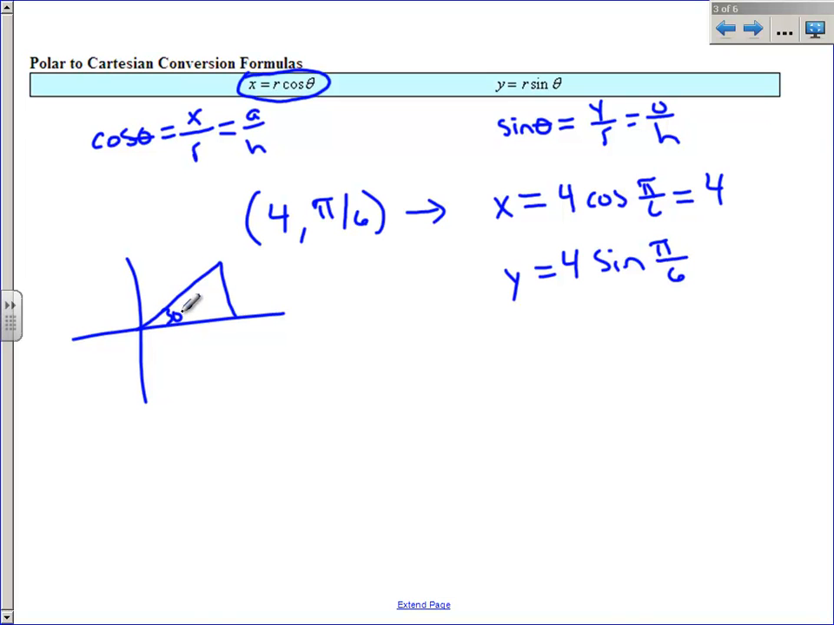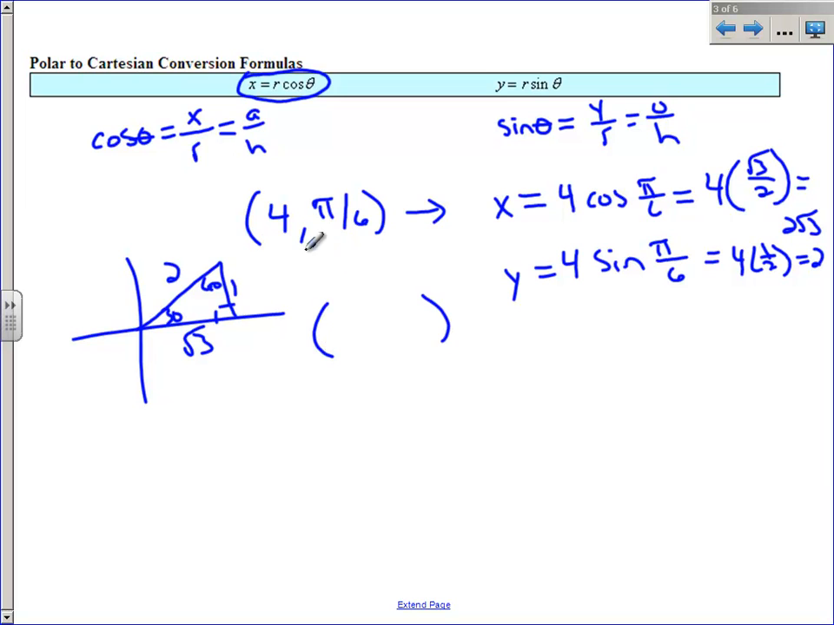Think of pi over 6 as a 30-degree angle, with 60-degree and 90-degree angles. You label your triangle: put a 1 across from the 30, a square root of 3 across from the 60, and a 2 on the hypotenuse. And you see the cosine is the adjacent over hypotenuse, or the x over the r, so this is 4 times the square root of 3 over 2, which would be 2 square roots of 3. And then the y-coordinate would be 4 times the sine of pi over 6. The sine of pi over 6 is 1/2, so that's going to give me 2. So converting this to Cartesian, or sometimes called rectangular coordinates, we would get 2 square roots of 3 comma 2.